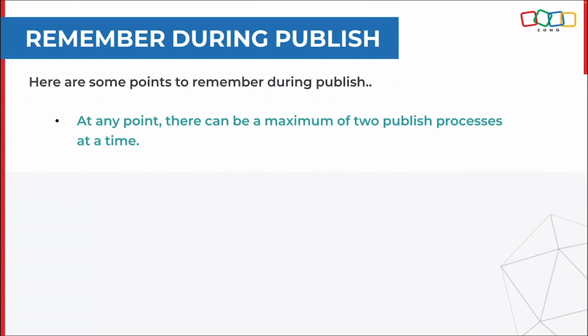Also, as I just mentioned, if the user becomes idle during the publish initiation, the logs will be reset after the 5-minute threshold. So you can publish app A from development to stage, and you can publish app B from stage to production. That is what the maximum of 2 publish processes refers to here.